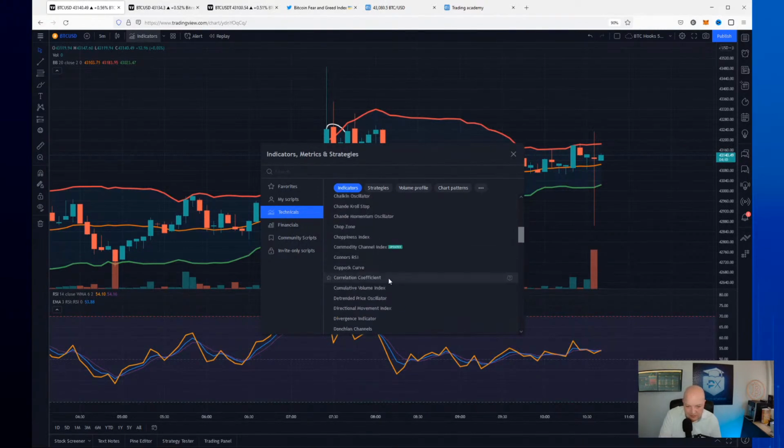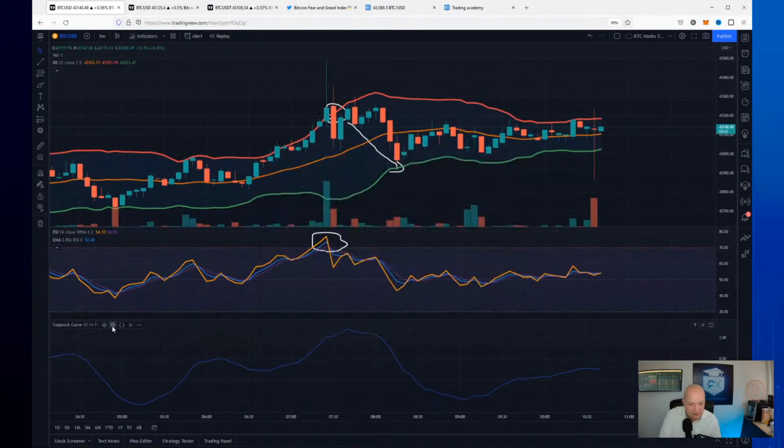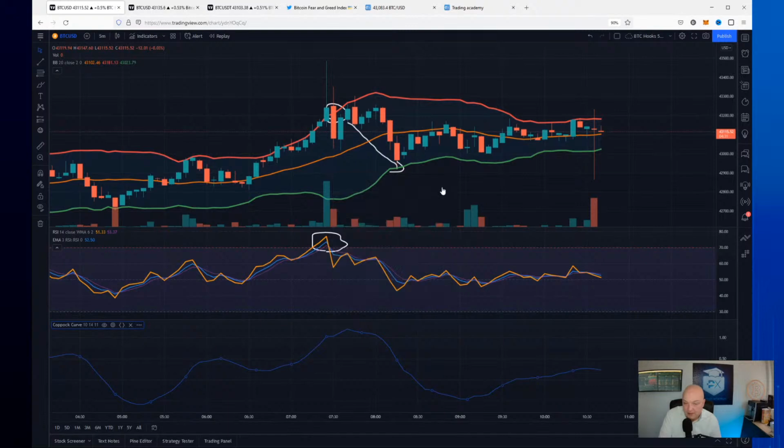I don't know, whatever that is, copper curve, never heard of this. Display it, play a little bit around with the settings, and see if you can make sense of whatever information is shown there in relation to what the price chart is showing you. This is really what it's all about, trial and error. And there are millions and millions of different indicators, different combinations of indicators, and so on and so forth.